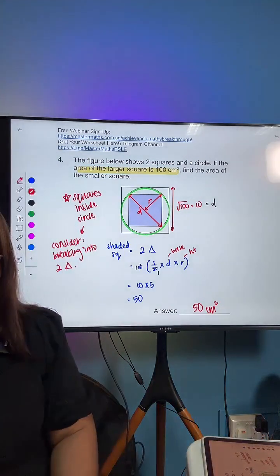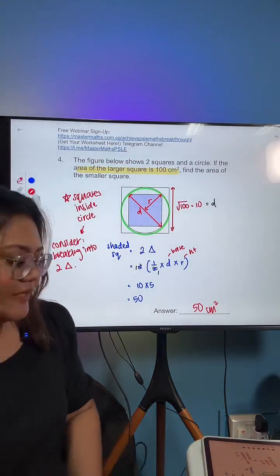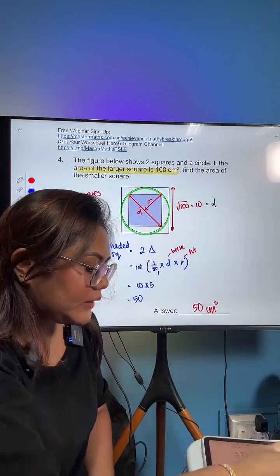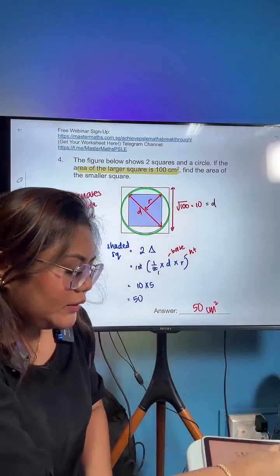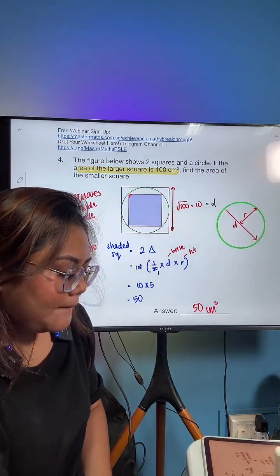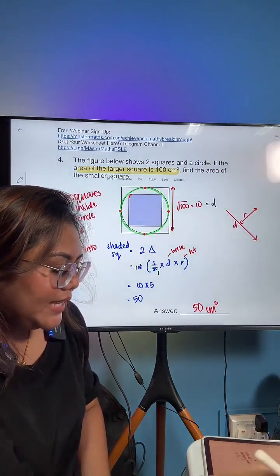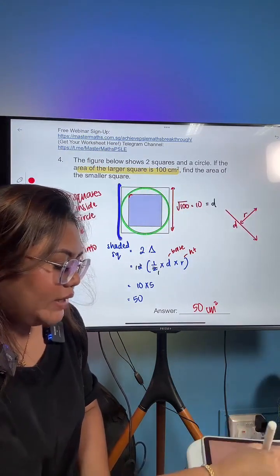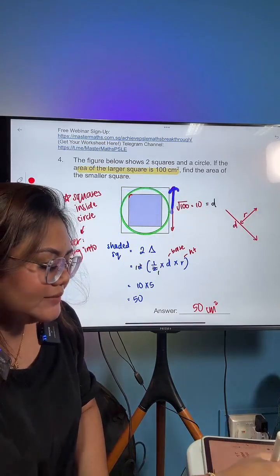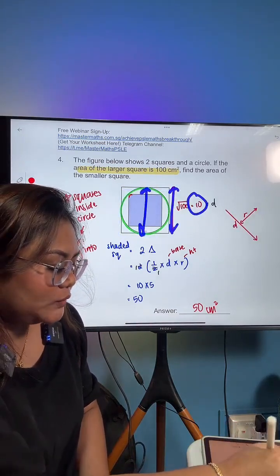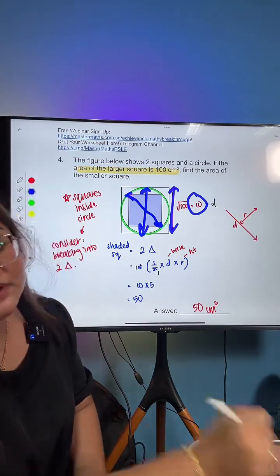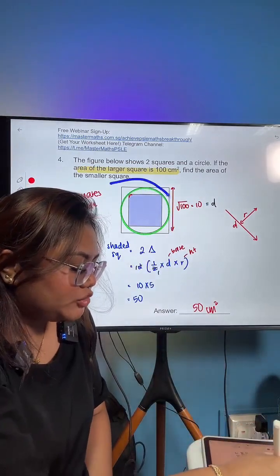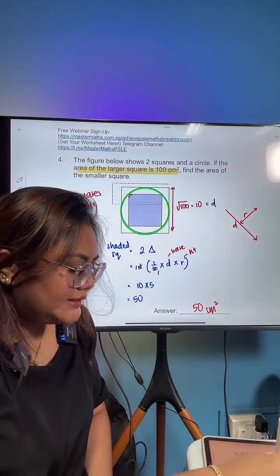Okay, consider breaking into 2 triangles instead. Alright, for those of you who still don't understand, once more, then we've got to move on already. Once more, I'm going to take this away. My circle has a diameter of 10, because the area is 100, so that must be 10 times 10. So if this is 10, this is also 10. Now this is also 10, because it's a diameter. If I shift this, I will still get 10.